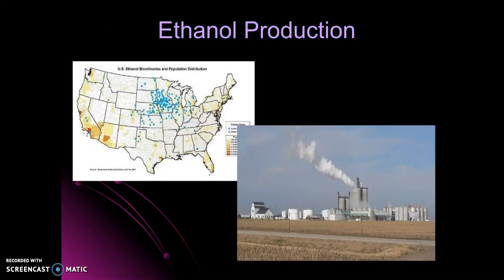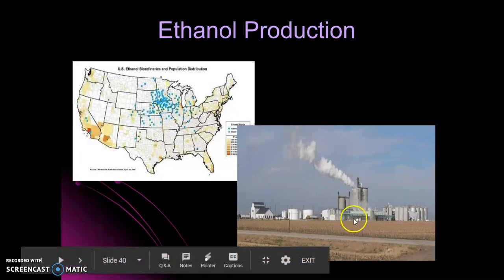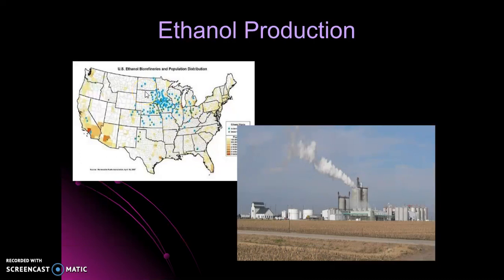Here's our ethanol production. Look at our ethanol plant over here. What do we see right next to it? You literally see corn right next to it. Ethanol, you see all of our factories here. They're literally located here in the Corn Belt: Iowa, Nebraska, Kansas, Illinois.